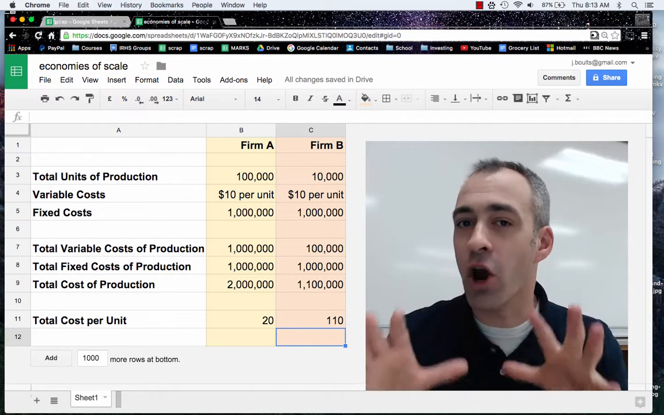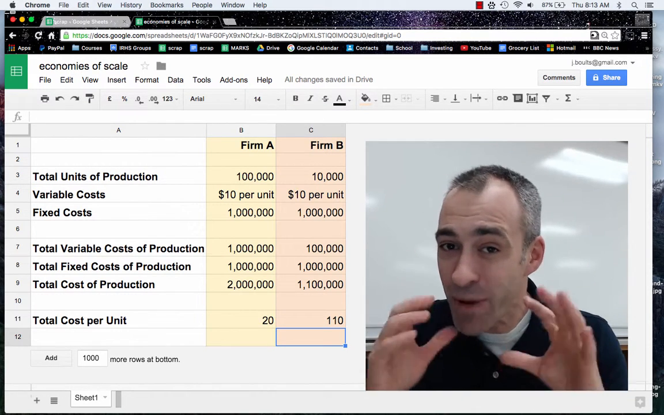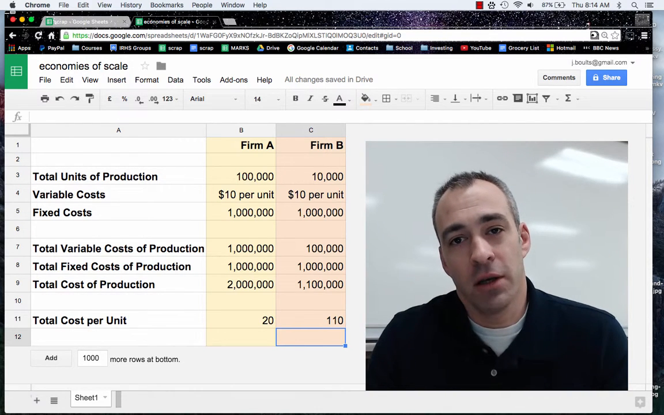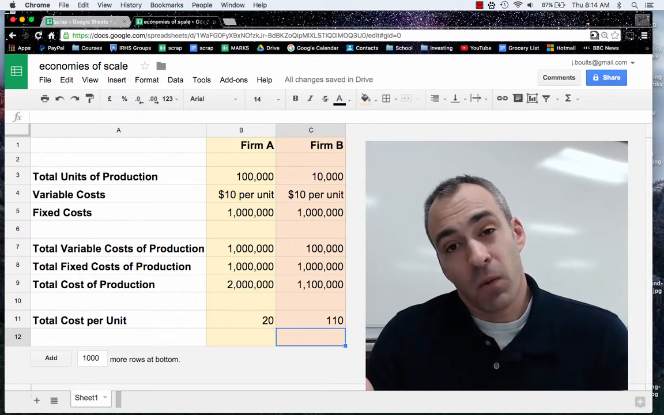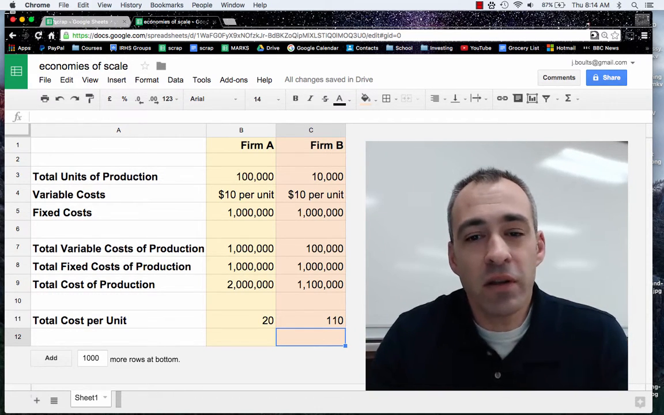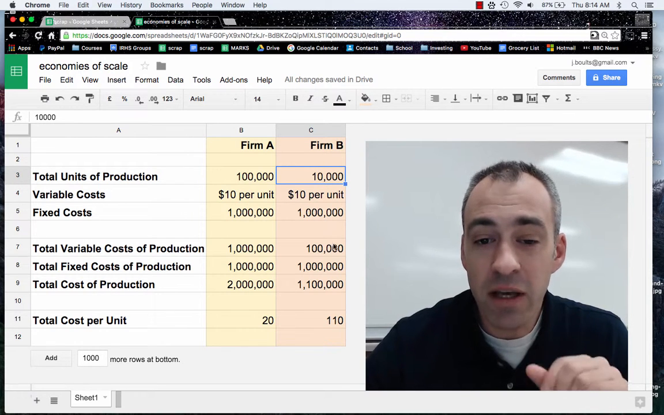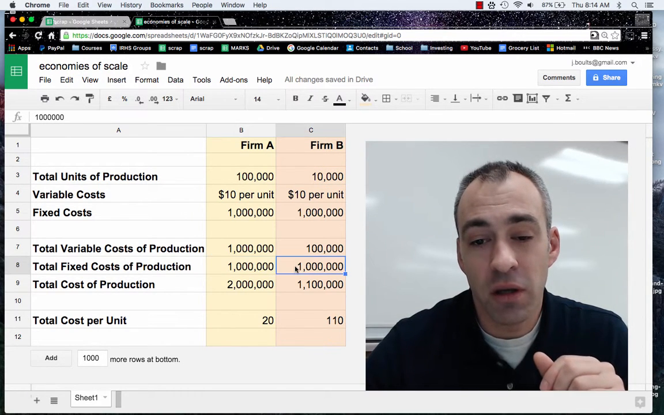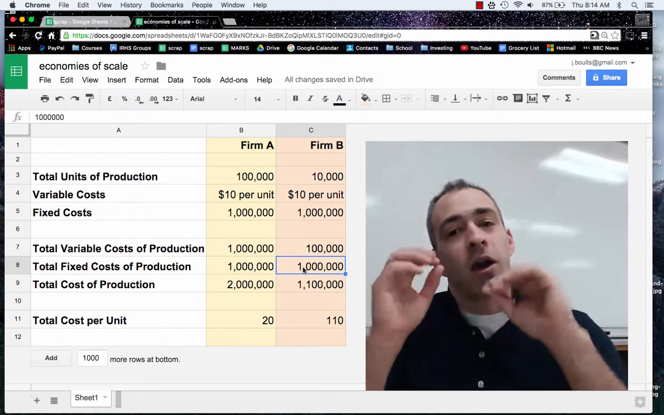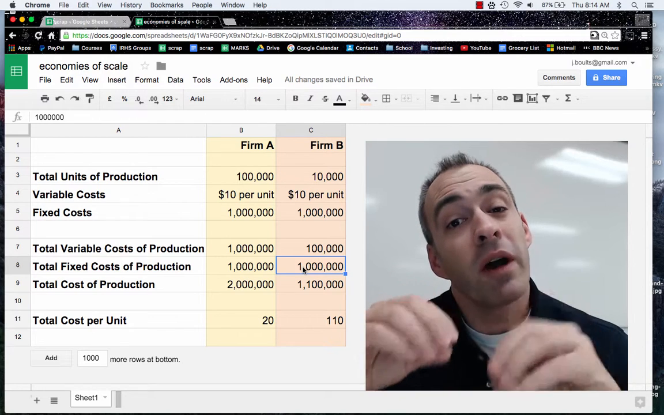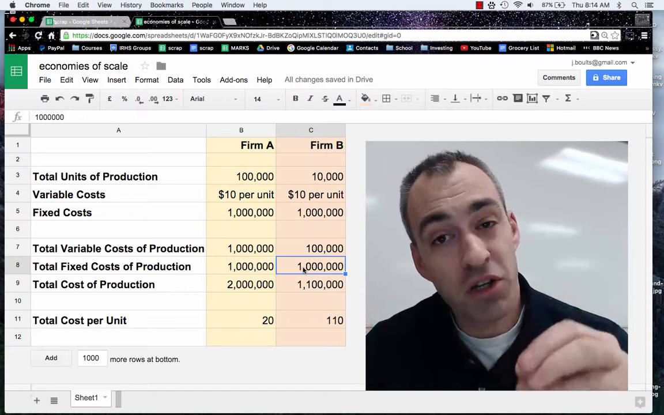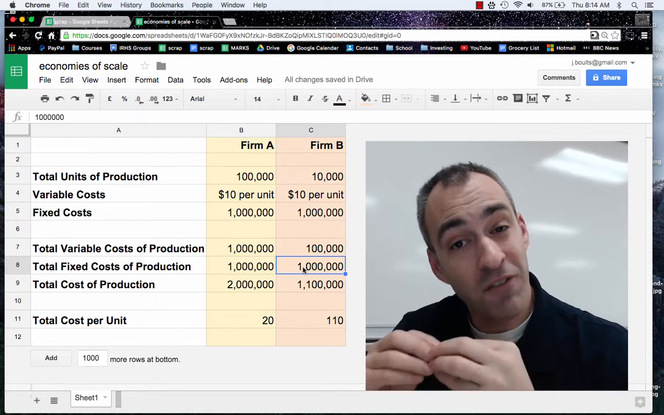Remember, these firms are identical, making the same identical product in every way except the scale of their production. What does this mean? Well, first of all, let's talk about how it happened. What's the only thing different? Well, the scale of production. Everything else changes. Oh, look, what else doesn't change? The fixed cost, right? And so here's your note. Economies of scale comes about because you are able to spread your fixed costs over more units of production, reducing the per unit fixed cost.